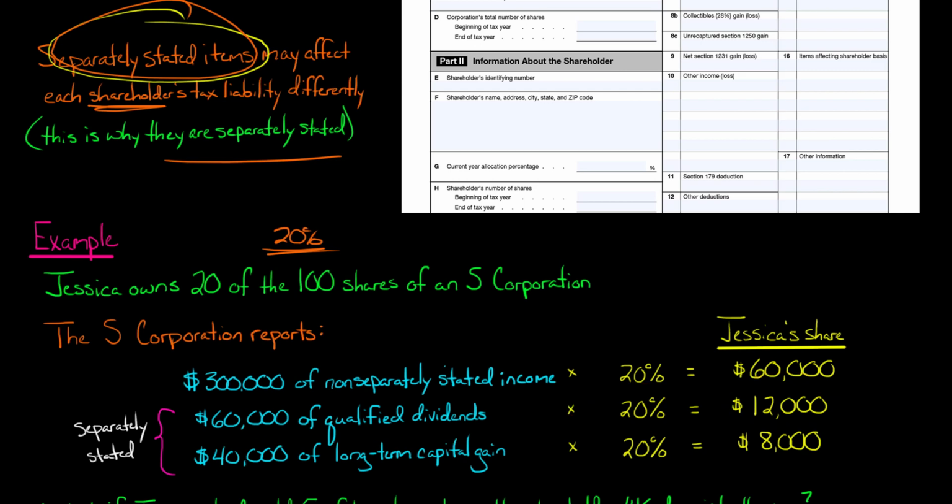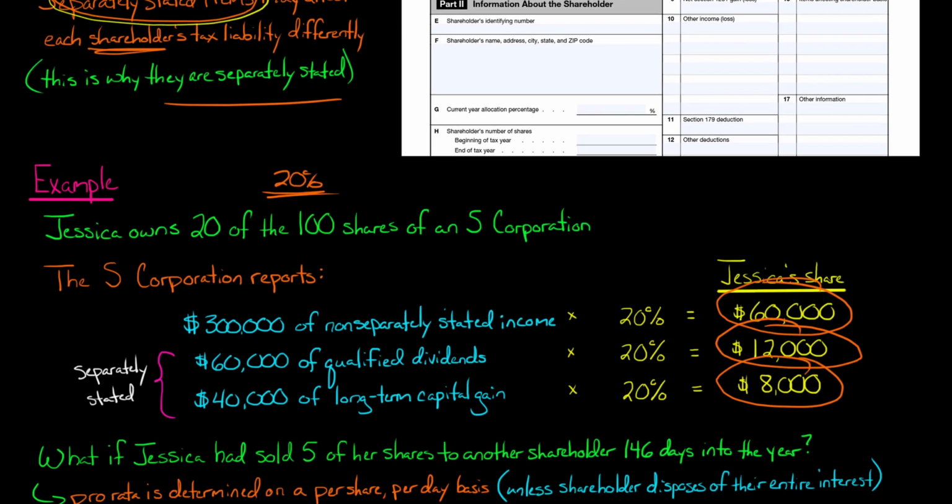That's not saying, by the way, that she's going to receive a distribution. She's going to be taxed on her share of these items whether or not she receives a distribution from the S corporation. So she's going to be taxed on 20% of the $60,000 of qualified dividends, and she's going to be taxed on 20% of this long-term capital gain. So 20% of $40,000 is $8,000. So on Jessica's tax return, she's going to have $60,000 of income from the S corporation related to the non-separately stated income the S corp generated. And then she's going to have $12,000 of qualified dividends and $8,000 of long-term capital gain.